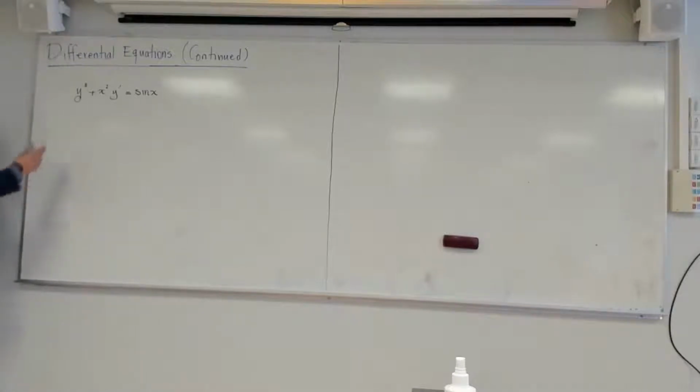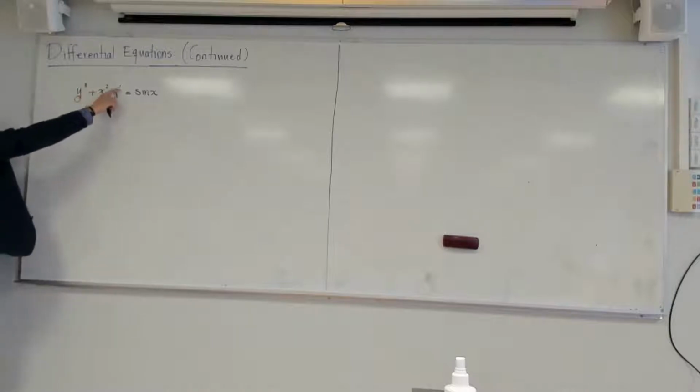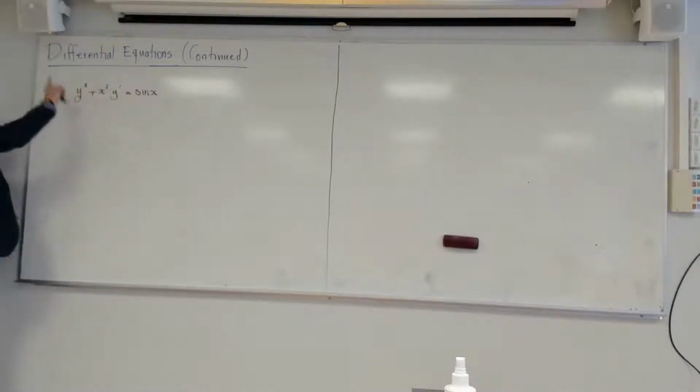Okay, so this is a differential equation, and if I ask you what is the order of this differential equation, you see that there are two derivatives involved. This one is second order, this one is of the first order. So the order of this differential equation is the order of the highest derivative that appears. So that's a second order differential equation, yes?